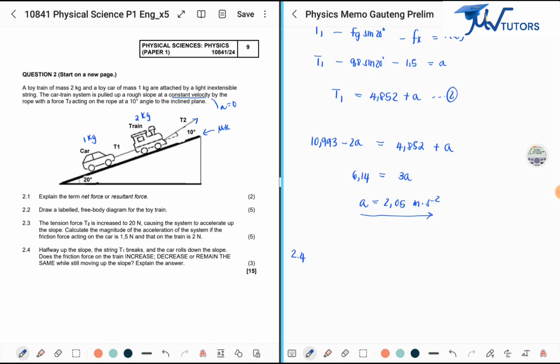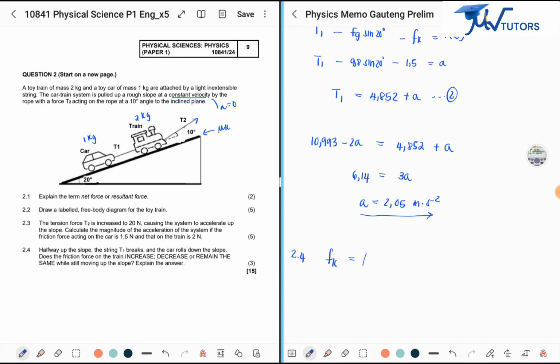But that doesn't really refer much to the friction. It's more on the weight, or rather the tension force T2 will probably increase. Hence, the acceleration will increase as well going up the slope for the train. But here we're talking about friction. So what I would suggest is when you get questions like these, please write down the equation for friction and see what actually changed here.